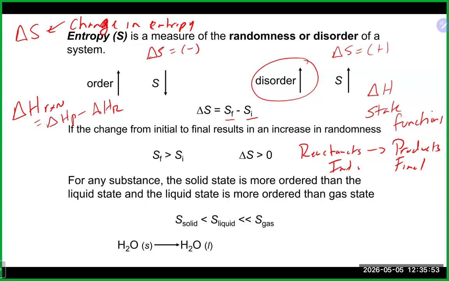Now here, as we go again from solid water, which is ice, to liquid, that's an increase in the disorder, and we would expect our delta S value here to be a more positive value as we are, again, creating a lot more disorder in that system.